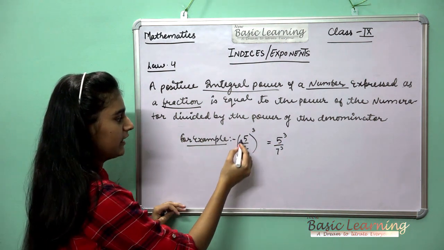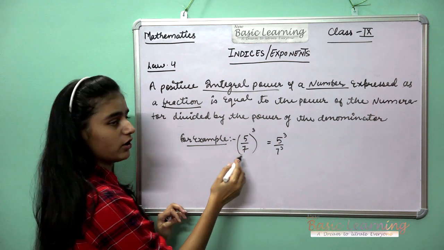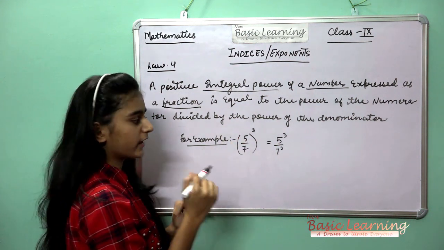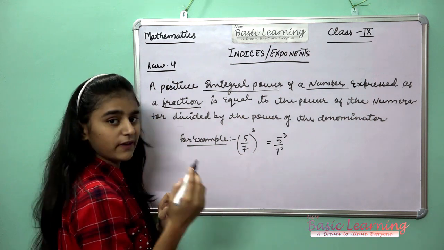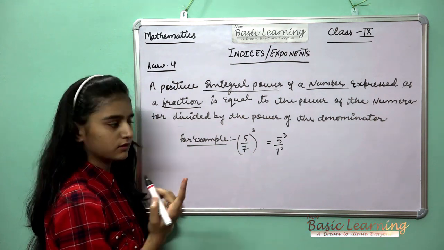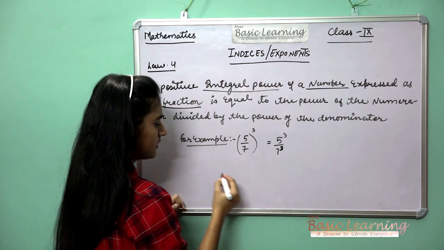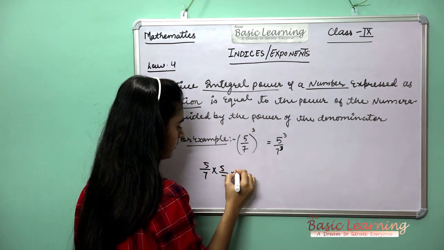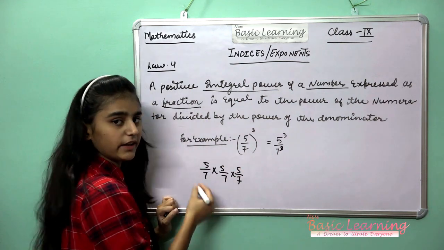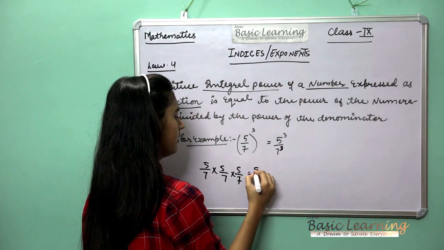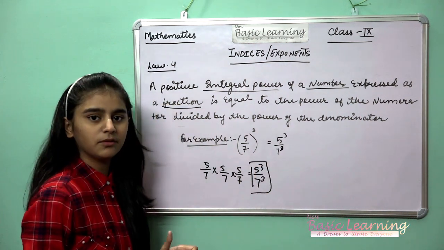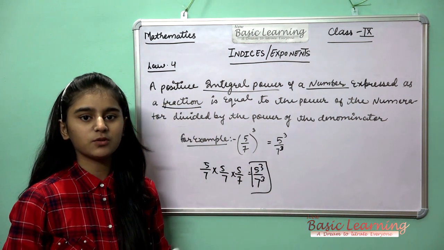For example, 5 upon 7 whole cube. When we open the bracket, it will be written as 5 whole cube upon 7 cube. If I write 5 upon 7 into 5 upon 7, 3 times, it will be 5 cube and 7 cube. This is the answer. Now let's solve the questions related to this law.